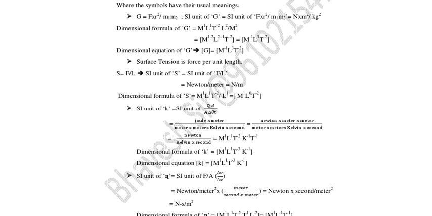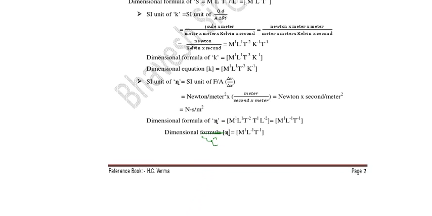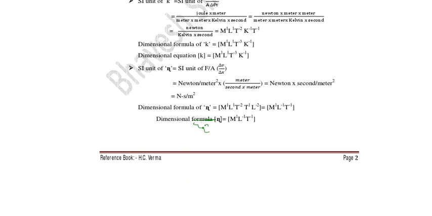Now let's move to the next, coefficient of viscosity. Arrange this equation also, and you'll get eta is equal to F, force, divided by A, area, then delta v, the change in velocity, and delta x, the change in distance. So SI unit of eta is equal to SI unit of this quantity. SI unit of force is Newton, SI unit of area is meter square, SI unit of change in velocity is meter upon second, and SI unit of distance is meter. Cancel out meter with meter, and you will get Newton into second upon meter square. So this is the SI unit of coefficient of viscosity.